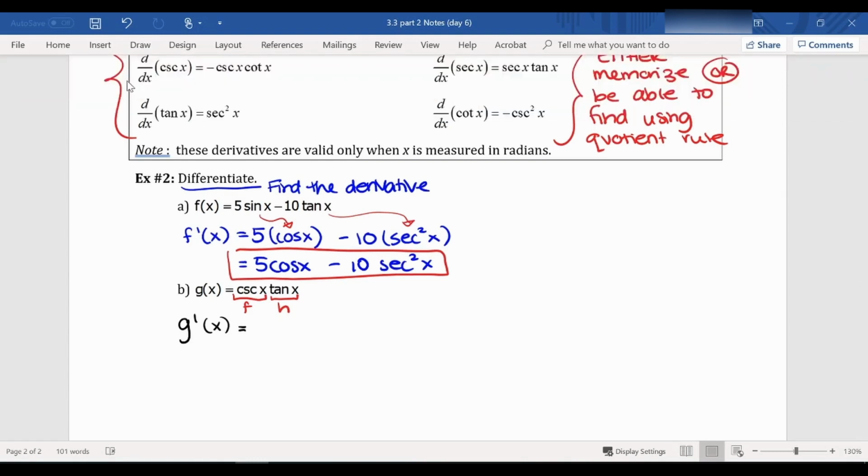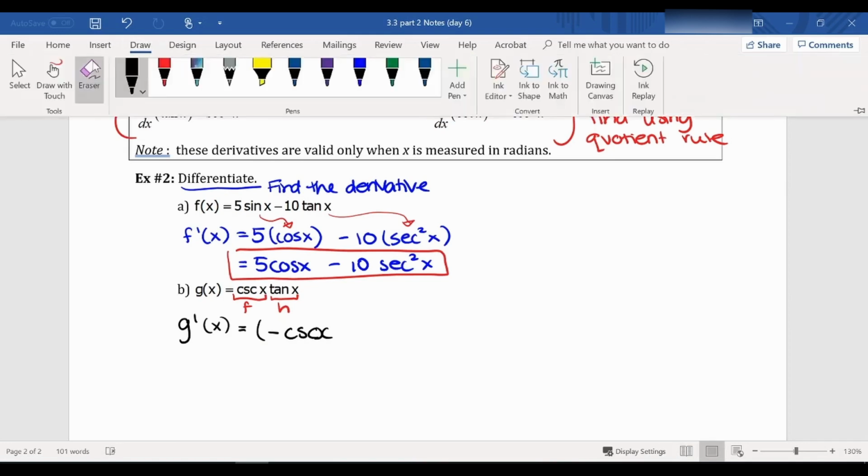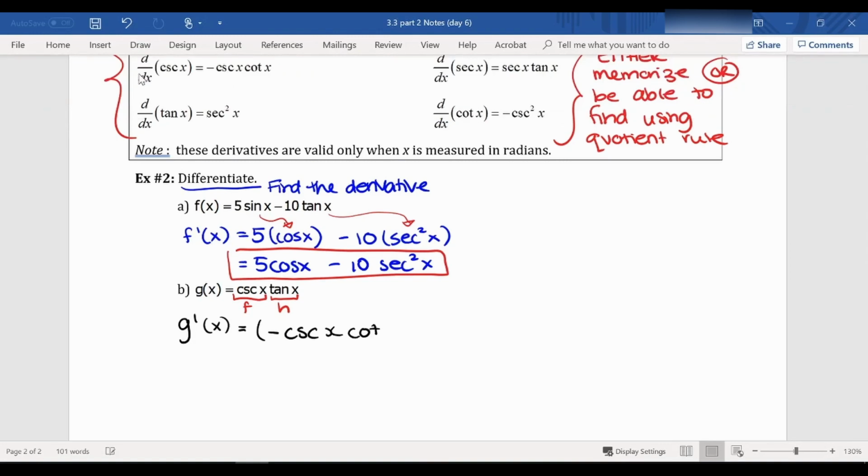So the derivative of the first thing, the derivative of cosecant, is negative cosecant x cotangent x, times tangent, plus the derivative of tangent, which is secant squared, times cosecant. So here we've got this is our f prime, and this is our h. This is our h prime, and this is our f.